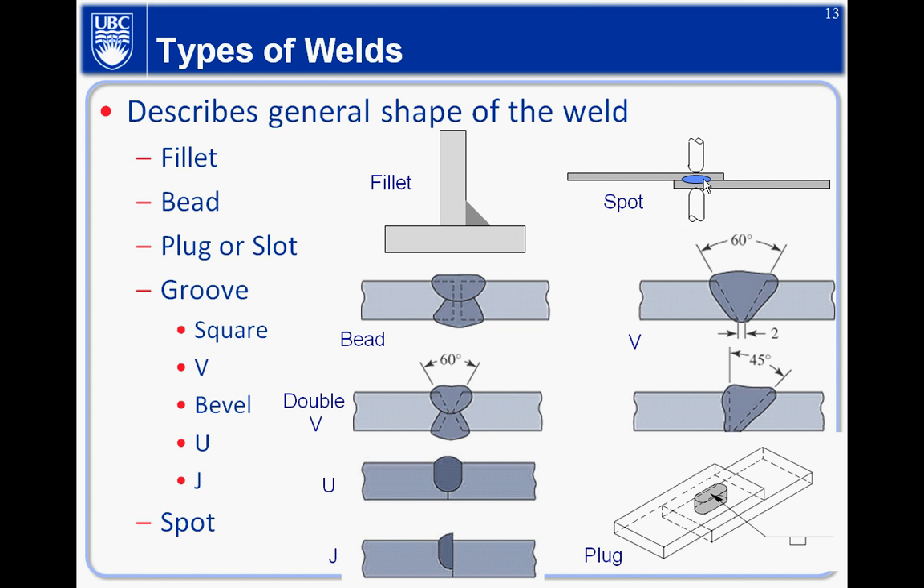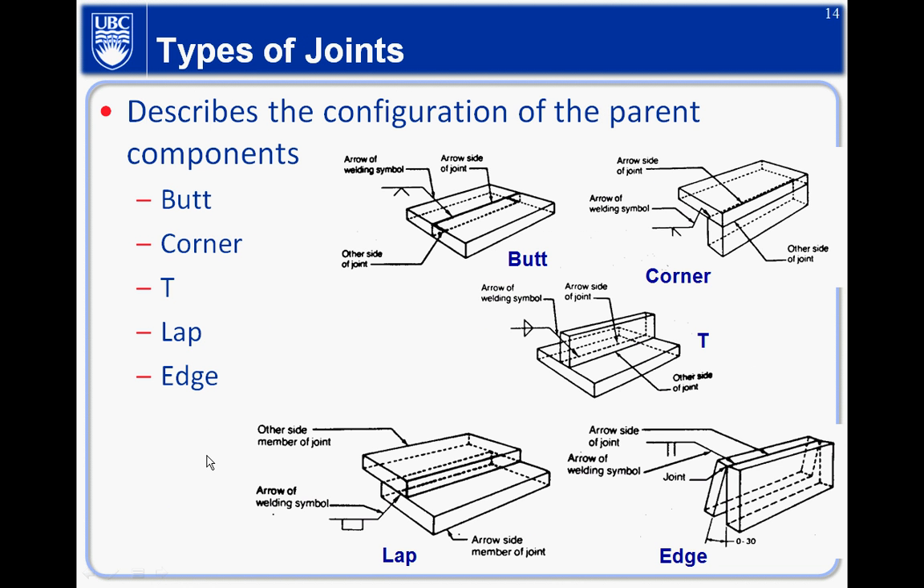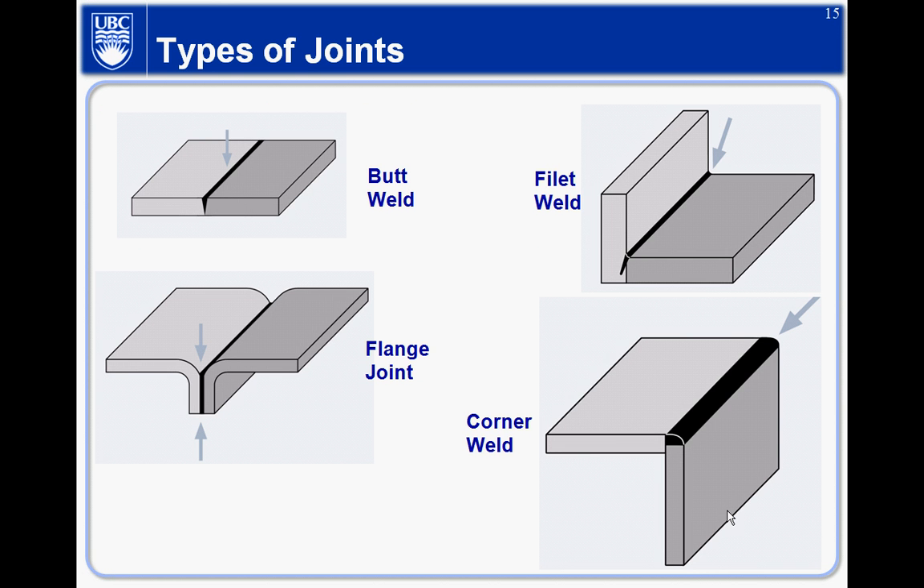So that's the types of welds here, right? The type of weld can be used on one or more types of joints. So there are these types of joints here: butt, corner, T, lap, or edge. So this is a butt, and that's a corner. This is a T. This is the lap. And this is the edge. There's another picture showing what the butt is: fillet, flange joint, and the corner welds.